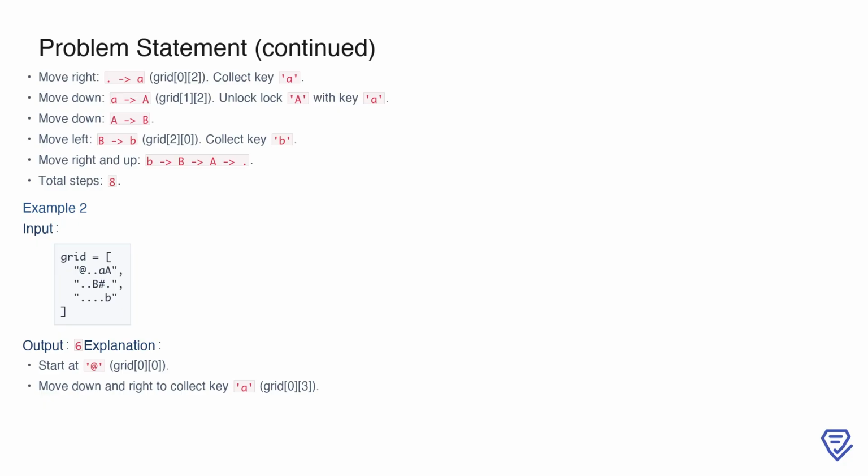Now, let's consider a second example. Here, the grid is @, B, hashtag, then B. Starting from it, you move to the right, collecting key a as you go. With the a key, you unlock the A lock. Then, you head down and right to collect key b. The shortest path in this case takes only 6 steps, so the output is 6.